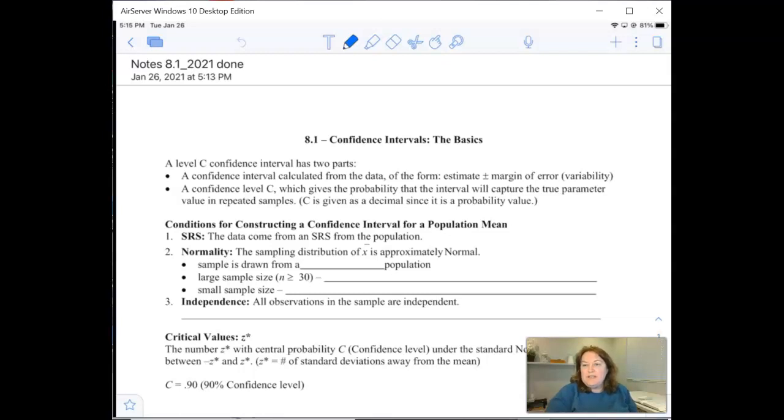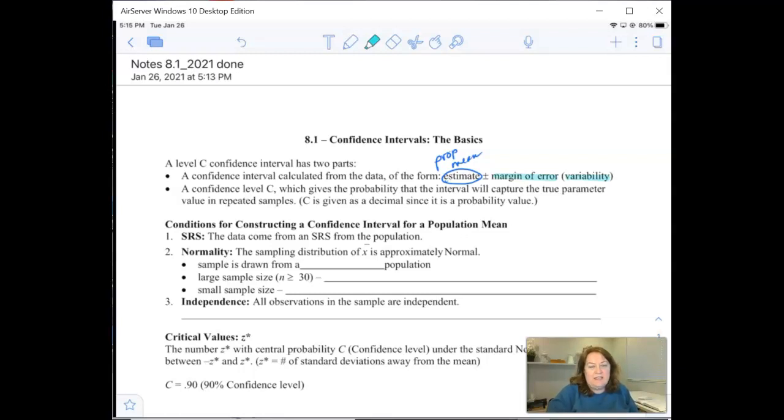Okay, so we're starting out with a level C confidence interval has two basic parts to it. The first part is calculated from the data, that's our estimate. That's either our proportion estimate or our mean estimate that we would have probably gotten by sampling. Then the second part is a margin of error, or how much I could possibly be off by in my guess. So I might decide that 50% of my AP students do homework plus or minus 40%.